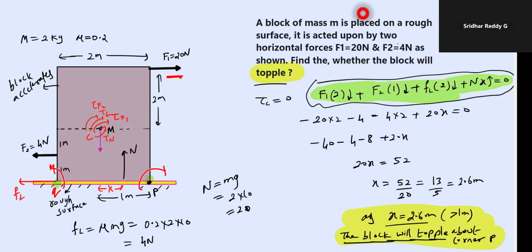So any one possibility. I assume that it will not topple, but it's toppling. But I got X positive, so it will topple about P. If X were negative, then it will topple about Q. Hope you are trying to understand. I assume that it will not topple. I got X 2.6. So what do you mean by positive plus 2.6 here? The block will topple about P. If I have got this as minus 2.6 meter, then the block will topple about Q. Like this, the analysis we do.